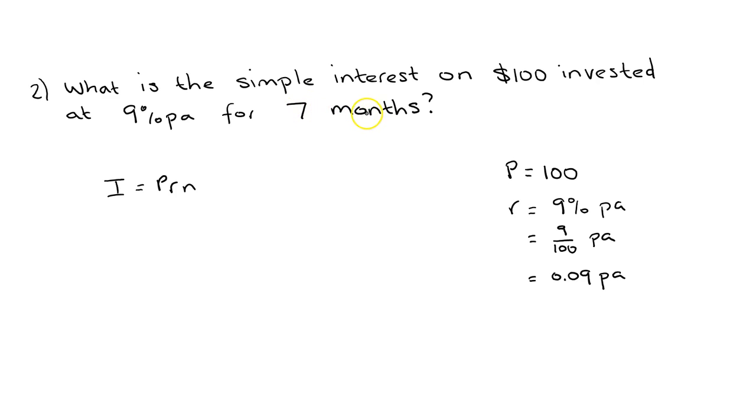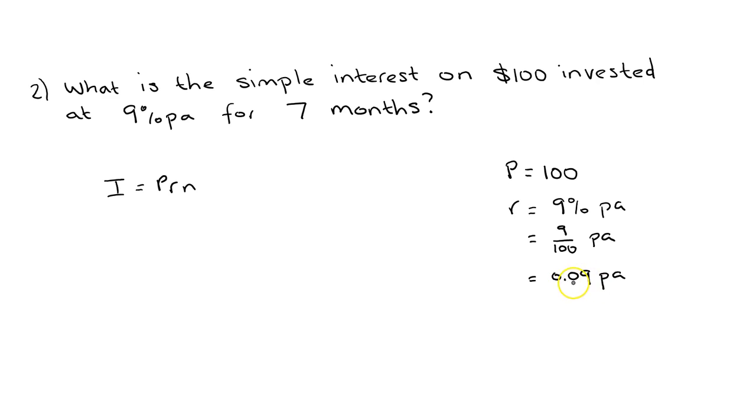So this is where we have to change one of these into the same as the other one. So either I change the interest rate to a per month interest rate and I use it with 7 months, or I have to change 7 months into a fraction of a year and use it with the per annum interest rate. I'm actually going to do both so that you can see that it makes no difference which one you do.